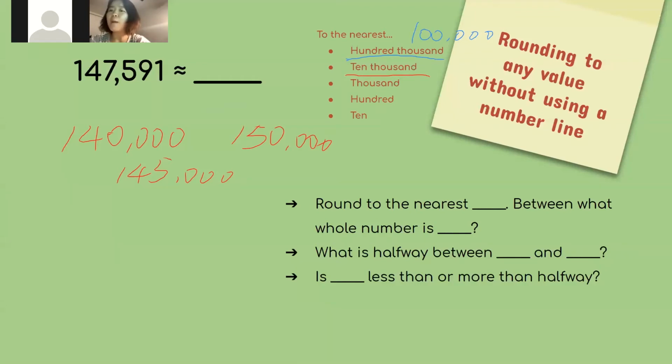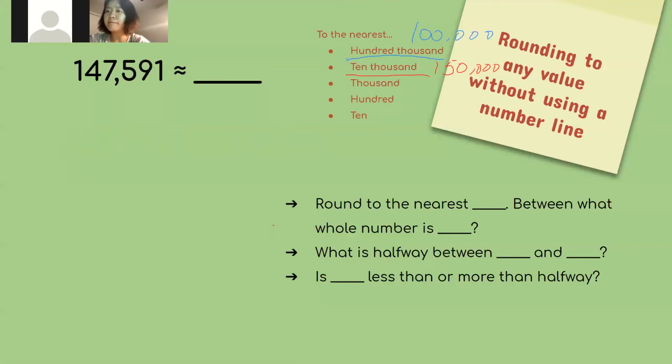The answer is more than. So with the number that is more than the midpoint, we will round this number up. So 147,591 is almost equal to 150,000 for the 10,000 place value.